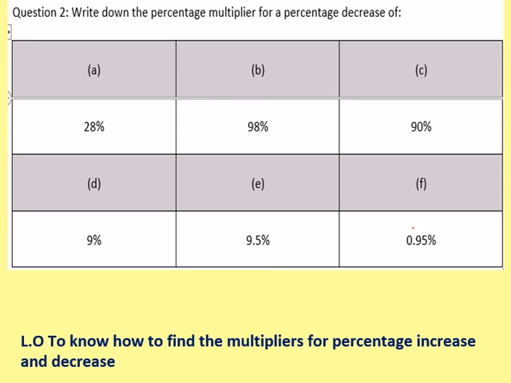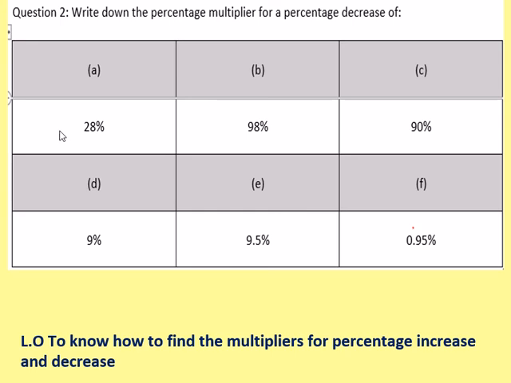Okay, so this time we're being asked to write down the percentage multiplier for a percentage decrease of this amount. So think about it. Before we were working out an increase. So for 28%, if that was an increase, we'd be looking to find 128%. This is a bit different because this time we're looking for a decrease. So what we're going to do is start with 100% and take away each of these.